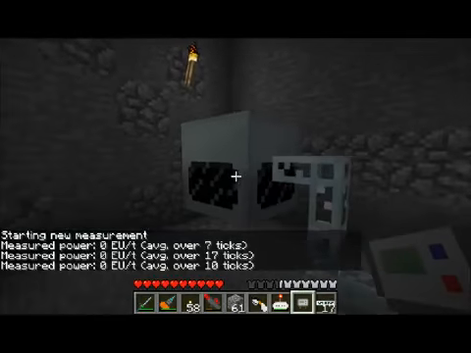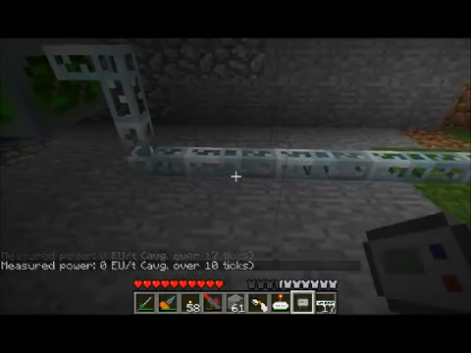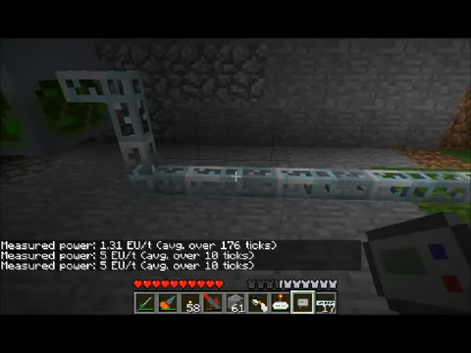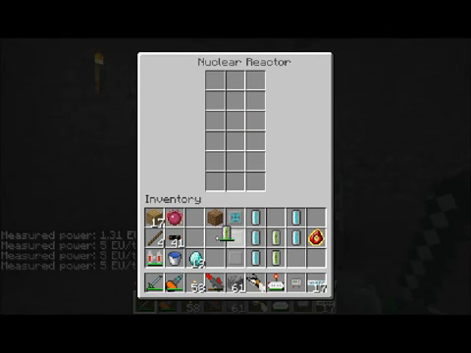Okay? If I place just one uranium fuel cell inside of here, it's going to start draining, and it's going to generate 5 energy units per tick. Okay? Let me take that out. So 5 energy units per tick for a uranium fuel cell.